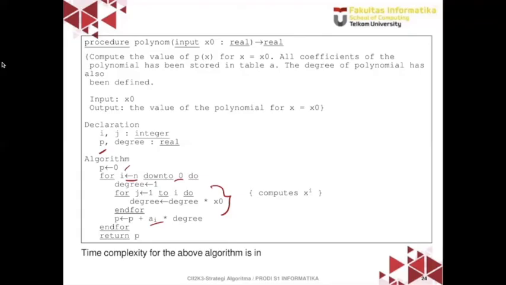And finally we have the p. Here we have a nested loop with 2 layers, where the outer one is done n plus 1 times, and the inner one we do up to n times. So the time complexity is obviously in big O n squared.